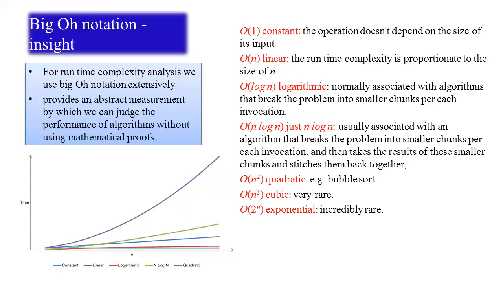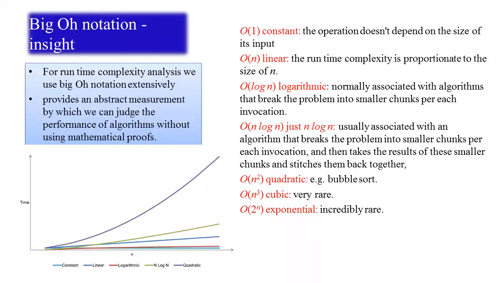Same way, the O of n log n, usually it is associated with the algorithm that breaks the problem into smaller chunks for each invocation and then takes the result of these chunks and stitches them back together. Something like a divide and conquer approach. That is where the logarithmic complexity comes into play. Now in the next tutorial number 3, we will have some derivations about the asymptotic notations where we can see such recursions or a divide and conquer approach, and we can try to understand how the algorithm complexity scales up.